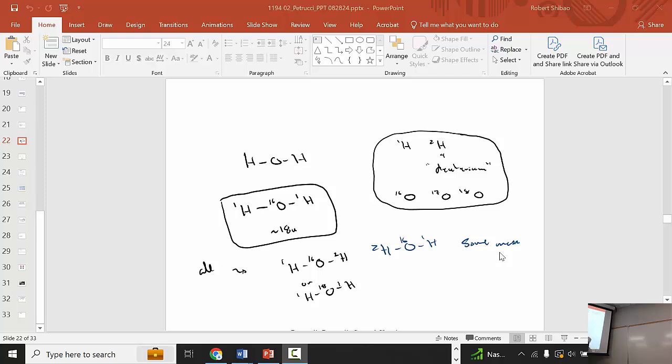This one's the most abundant, but that's qualitative, right? We want to be more quantitative. I want to know what is the percent, out of 100 water molecules, how many are going to be like this? It's going to be quite a big number, as far as percentages go, because this is high.